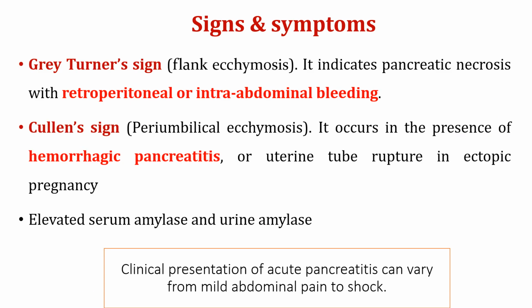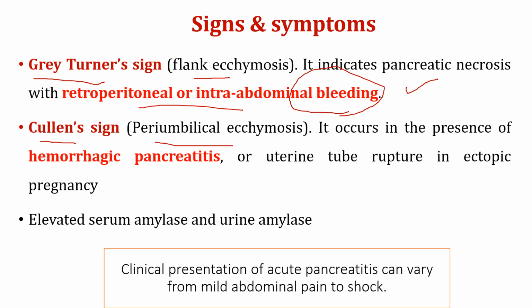The two most common signs among patients who develop acute pancreatitis include Grey Turner's sign, which is described as flank ecchymosis or bruising, and this sign indicates that the patient developed pancreatic necrosis with retroperitoneal or intra-abdominal bleeding. So this ecchymosis or bruising indicates that there is inner bleeding. Another sign, namely Cullen's sign, is described as periumbilical ecchymosis, or ecchymosis around the patient's umbilical area, and it occurs mainly in the presence of hemorrhagic pancreatitis.